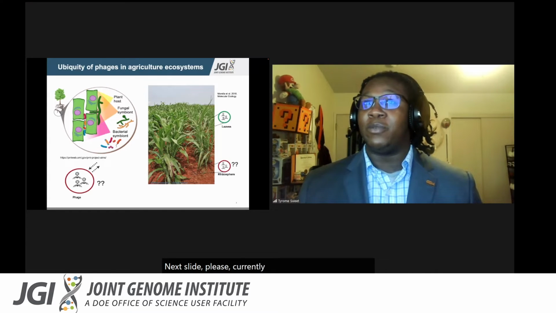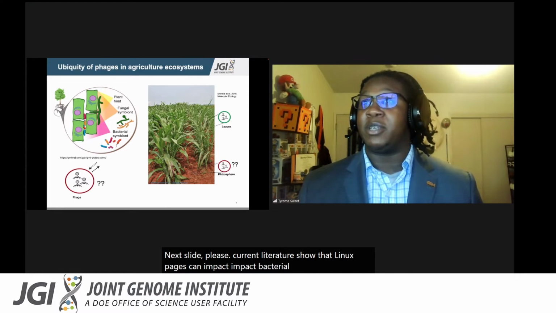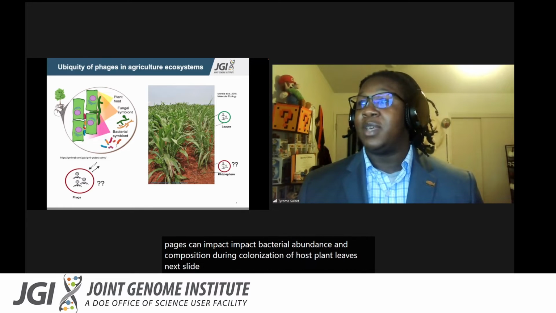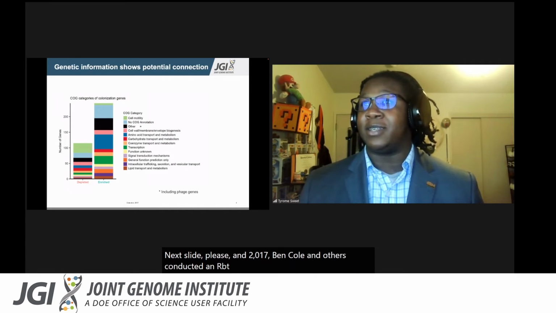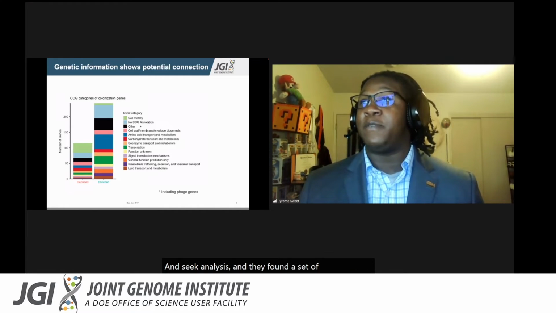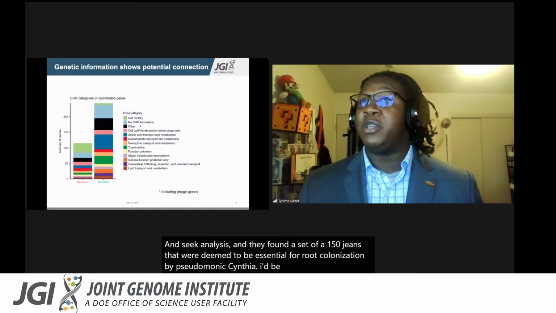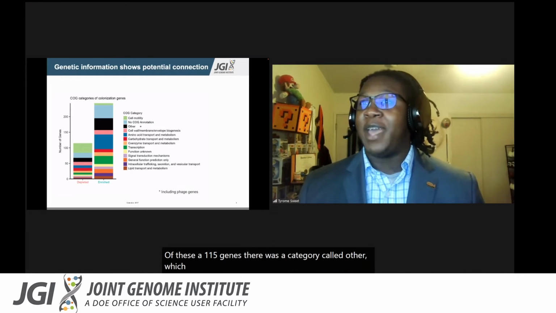Current literature has shown that lytic phages can impact bacterial abundance and composition during colonization of host plant leaves. In 2017, Ben Cole and others conducted an RB-TnSeq analysis, and they found a set of 115 genes that were deemed to be essential for root colonization by Pseudomonas simiae. Of these 115 genes, there was a category called Other, which included phage genes, later verified by Janelle Basso.